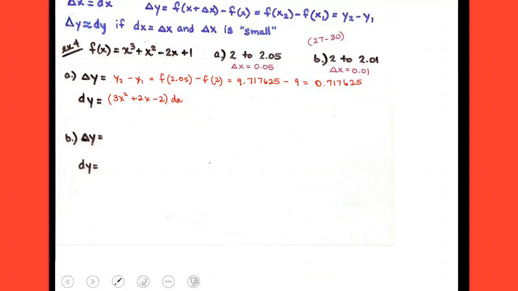And if I just want the differential dy, then we're going to take that derivative that we just found and multiply it by dx. So doing exactly what we were doing in the previous example, since we have an x value of 2 and a change in x value of 0.05, we can plug in 2 for x and 0.05 for dx and actually be able to come up with a numerical value for dy.